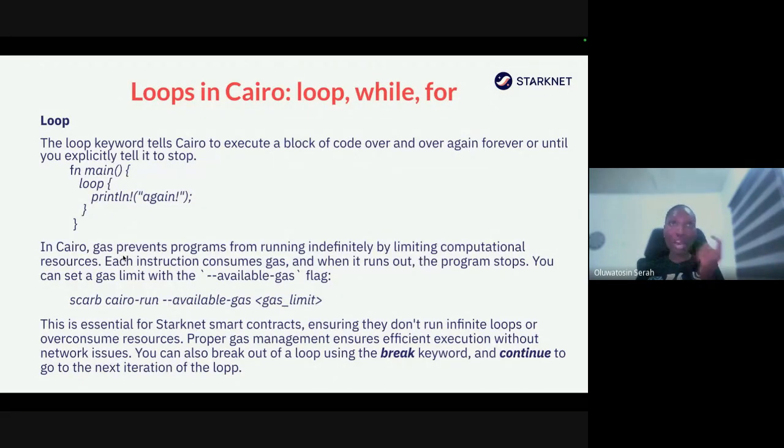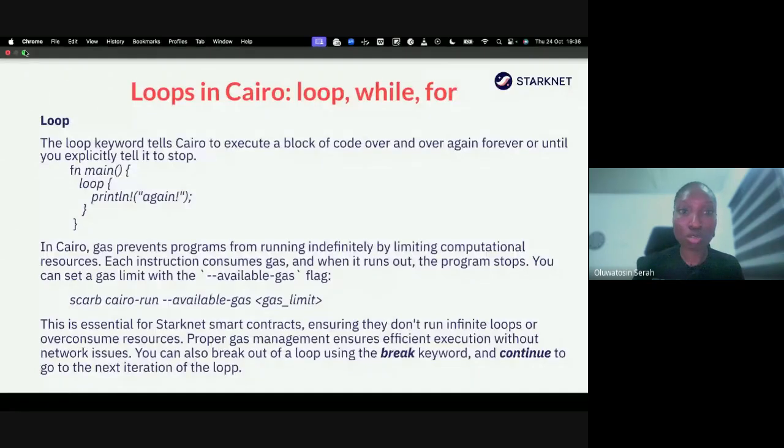But for you to be able to prevent this, Cairo has something called gas. It prevents the program from running indefinitely by limiting computational resources. Each instruction consumes gas, and when it runs out, the program stops. You can set a gas limit with this available gas flag. Let me just quickly show you how to do that.